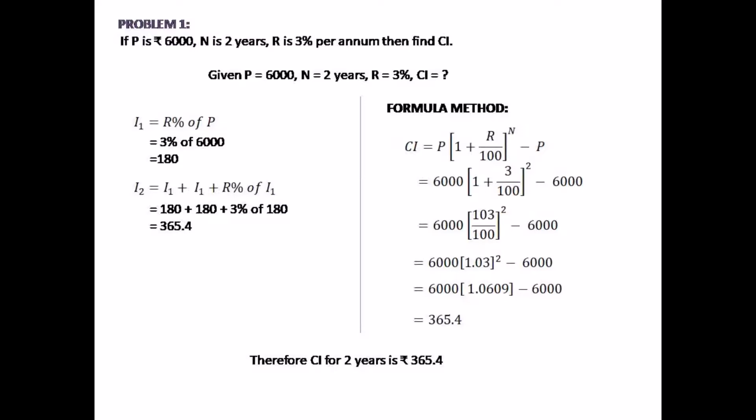I2 equals I1 plus R% of I1. That is 180 plus 3% of 180. Gives I2 is 365.4. Now let's solve using the formula method. We know that CI equals P into (1 plus R by 100) on the whole power n, minus P. That is 6,000 into (1 plus 3 by 100) on the whole power 2, minus 6,000. On solving we get CI is 365.4. Therefore CI for 2 years is rupees 365.4. Friends, use the shortcut method to solve the problems faster.